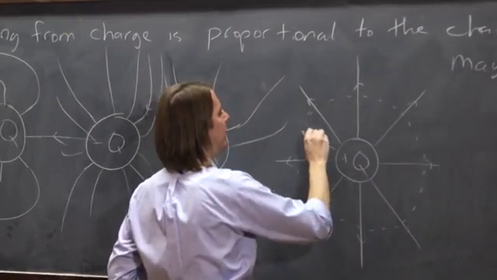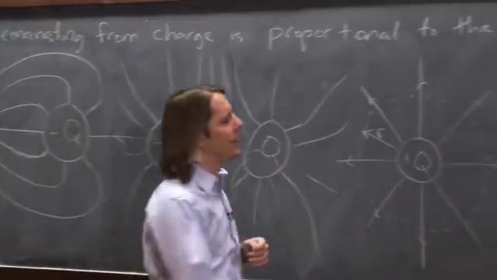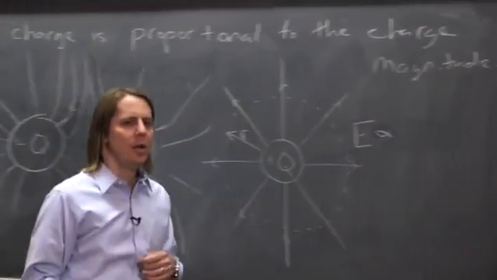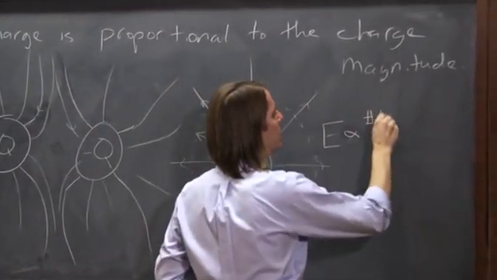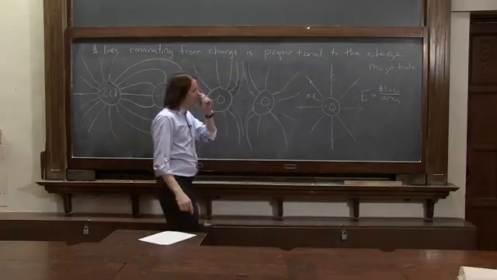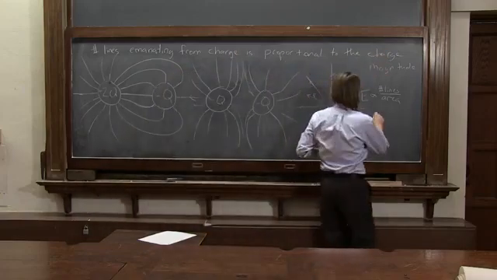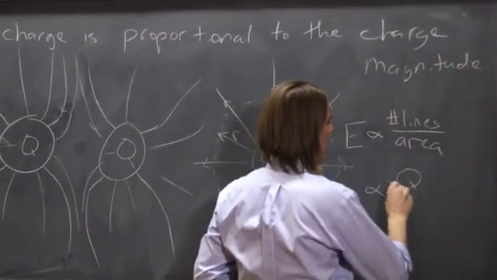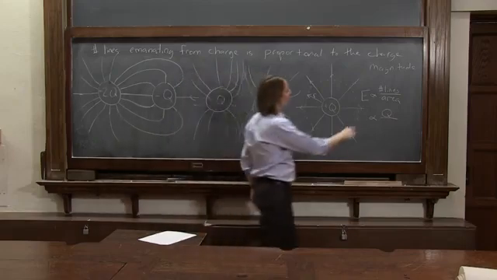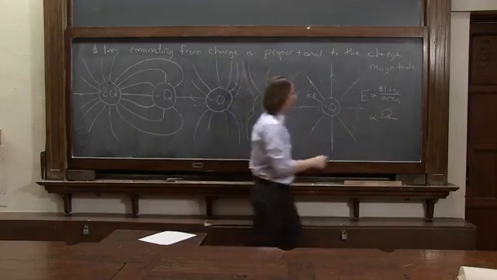Because we kind of said that the field goes as the number of lines per unit area. So E is proportional to, we're not writing an equation, just proportional to the number of lines per area. Okay? Well, what do we say? The number of lines you put is proportional to the charge magnitude. So in that case, the E field is also proportional to Q. Here I drew 8 lines for Q. Had it been 2Q, I would have drawn 16 lines. So that's proportional to Q. And what is the area of a sphere? It's 4 pi r squared.